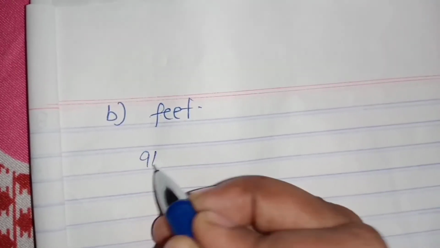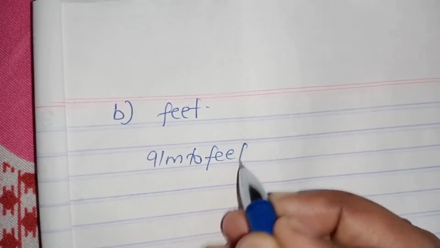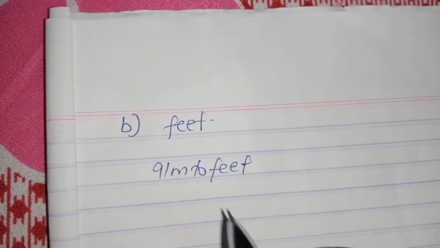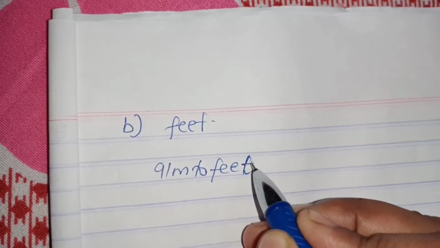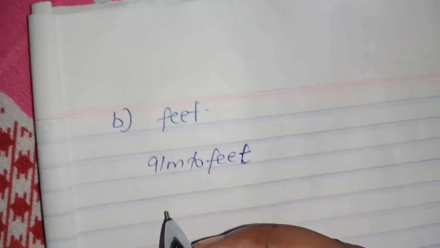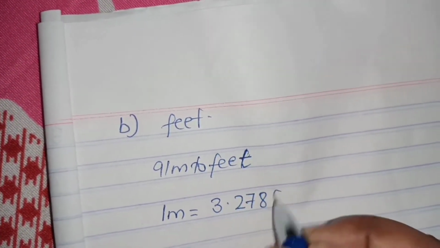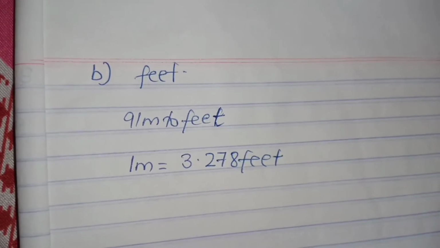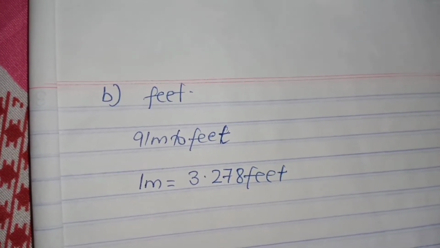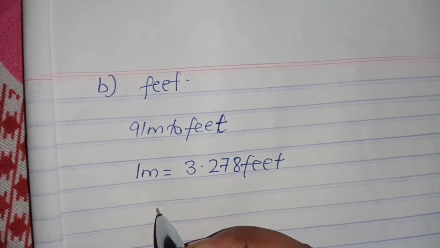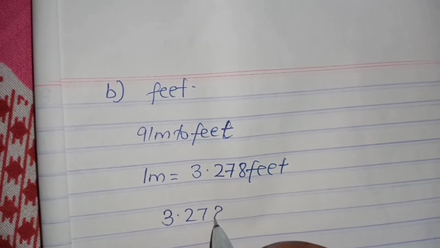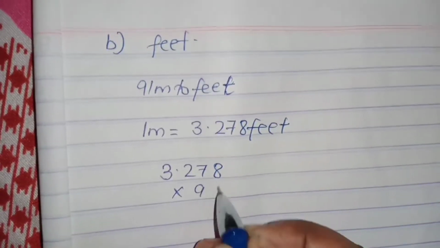Now we have to convert this 91 meters to feet. Now how to do it? First, you have to write that 1 meter is equal to 3.278 feet. Now what will we do? We will multiply 91 into 3.278, then we will get the answer. So now how to multiply? Write this here. Now multiply by 91.